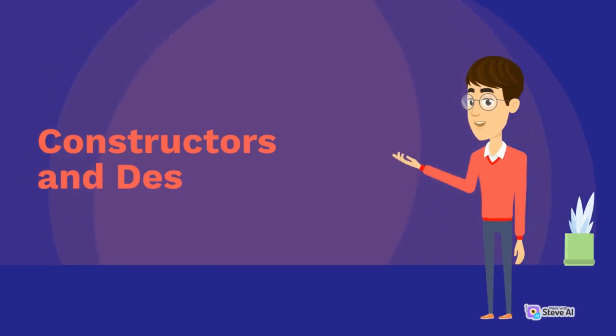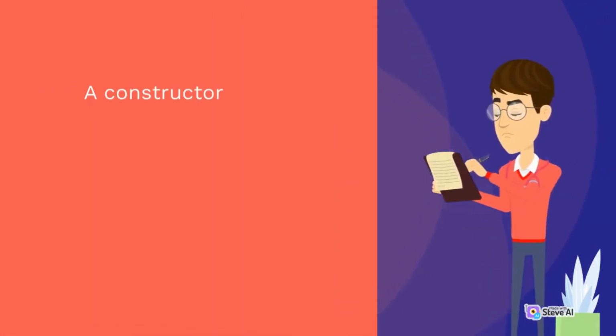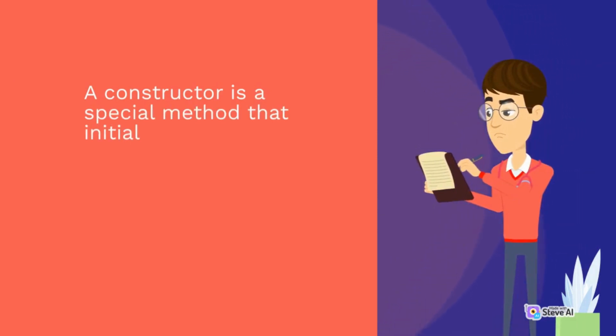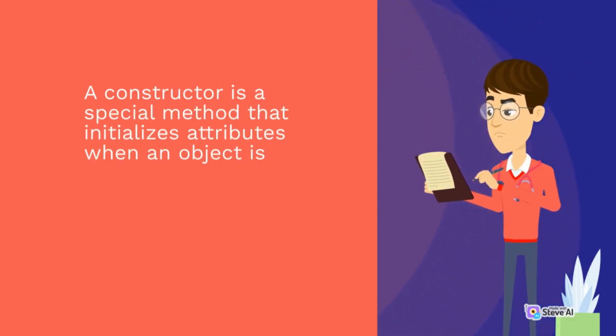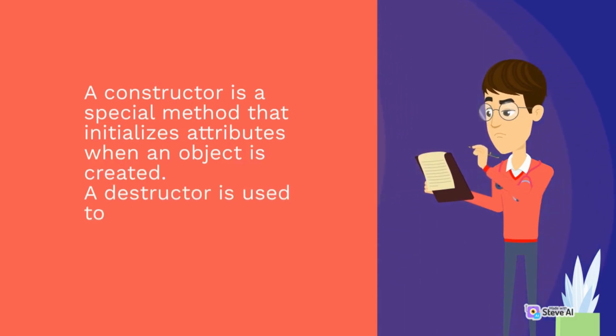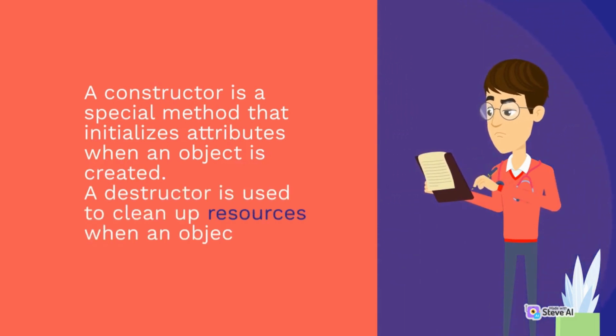Constructors and destructors. A constructor is a special method that initializes attributes when an object is created. A destructor is used to clean up resources when an object is destroyed.